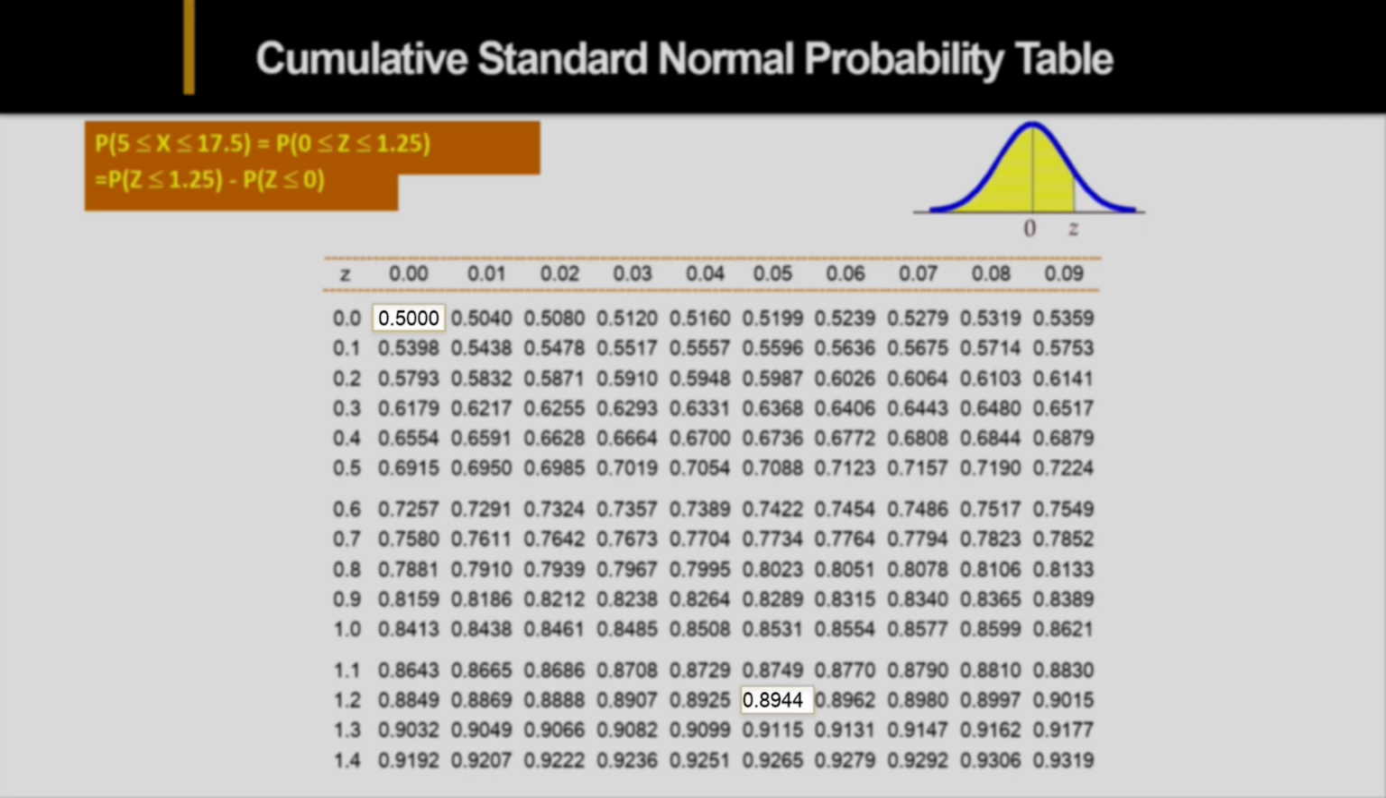Sure enough, the z-score of 0 is 0.5, and the z-score of 1.25 is 0.8944, or 89.44%. The difference of those two numbers will give us the shaded area, and therefore the frequency between 5 and 17.5 in the original normal distribution.